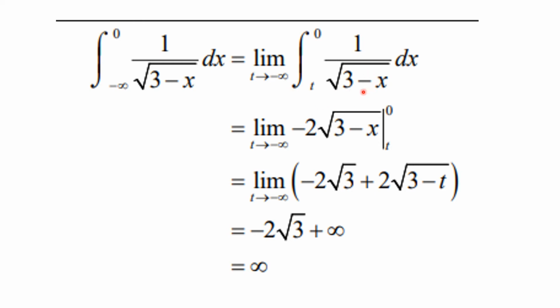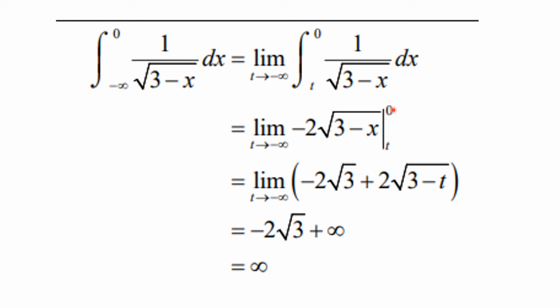Now you have to change your variables here, and so you're going to let u be 3 minus x. That means du is going to be minus dx, and so you have to accommodate that when you do this, and you're adding 1 to the exponent. But when you do that, you're going to get that this is minus 2 square root of 3 minus x. We're evaluating that at 0 and at t.